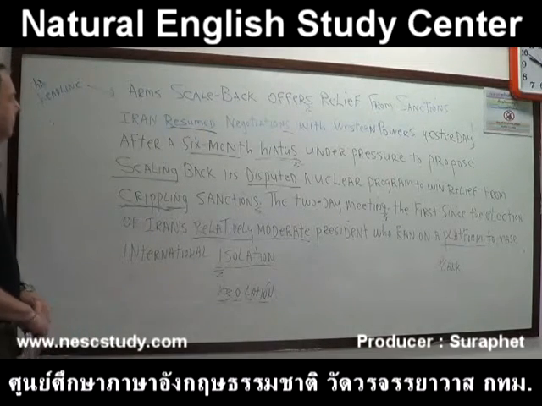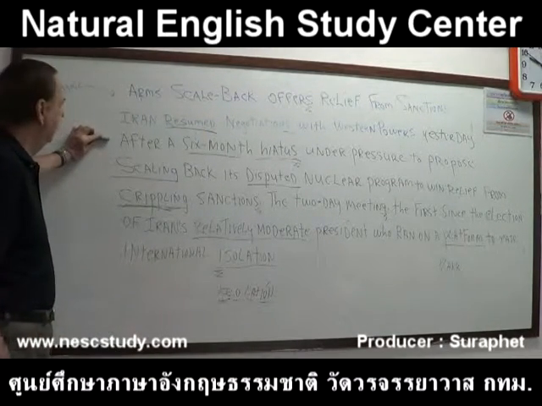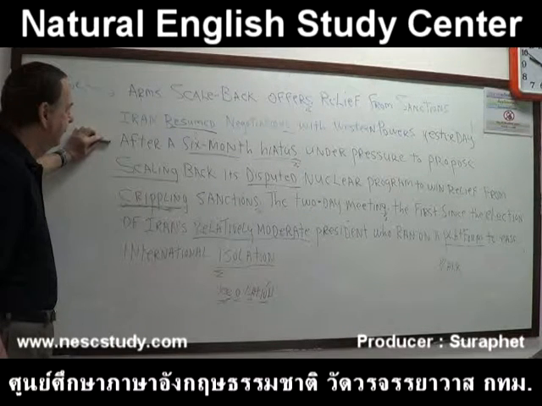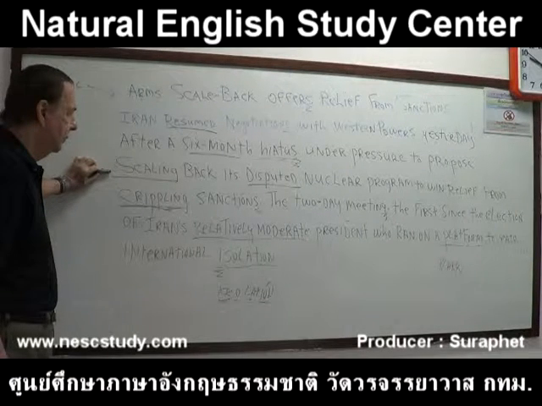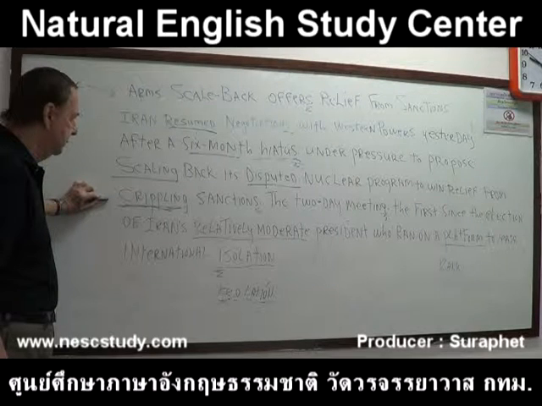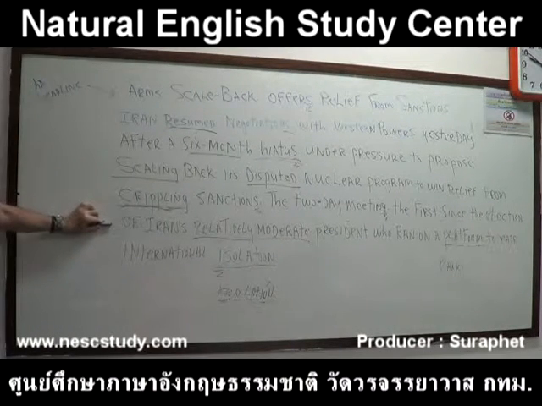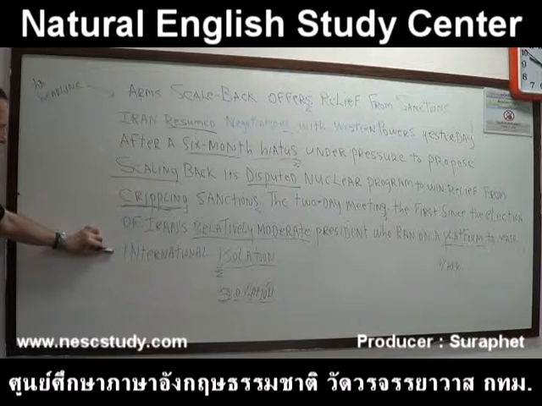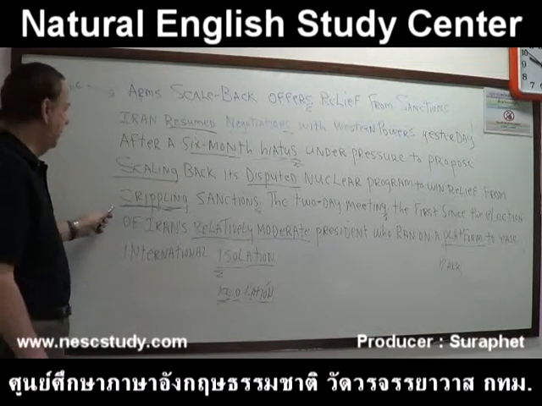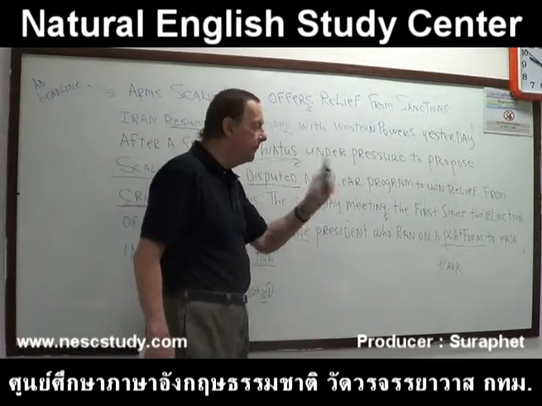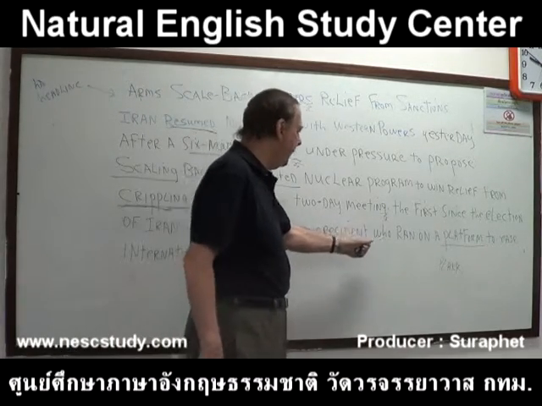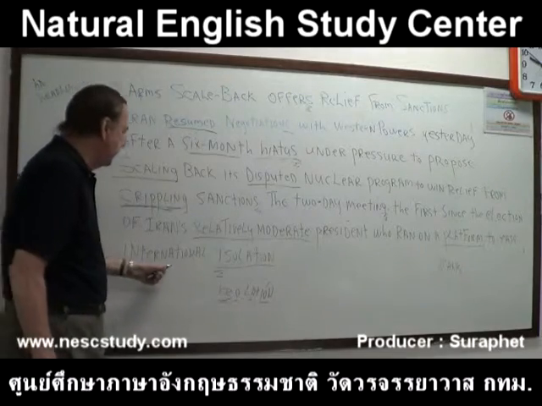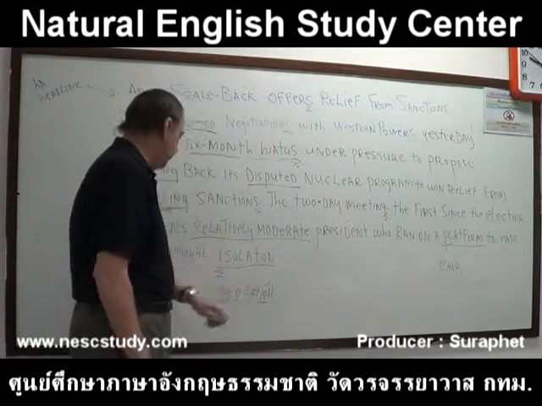Iran resumed negotiations with Western powers yesterday after a 6 month hiatus under pressure to propose scaling back its disputed nuclear program to win relief from crippling sanctions. The two-day meeting, the first since the election of Iran's relatively moderate president, who ran on a platform to ease international isolation.